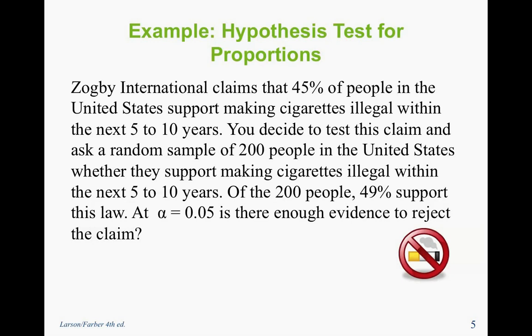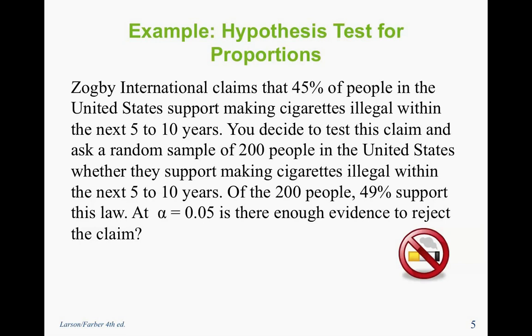So let's practice. Zogby International claims that 45% of people in the United States support making cigarettes illegal within the next 5 to 10 years. You decide to test this claim and ask a random sample of 200 people in the United States whether they support making cigarettes illegal within the next 5 to 10 years. Of the 200 people, 49% support this law. At alpha equals 0.05, is there enough evidence to reject the claim?